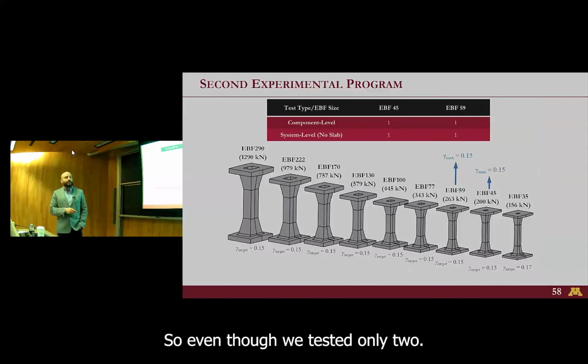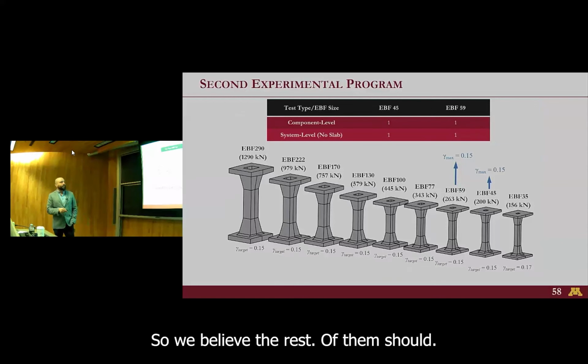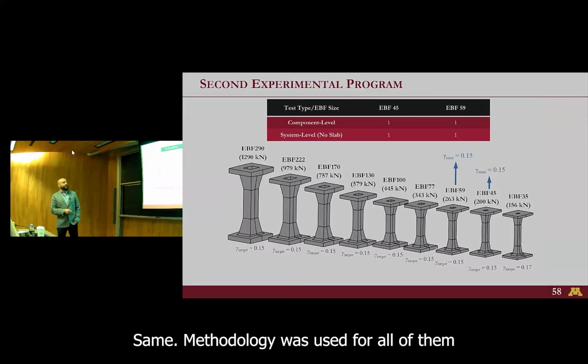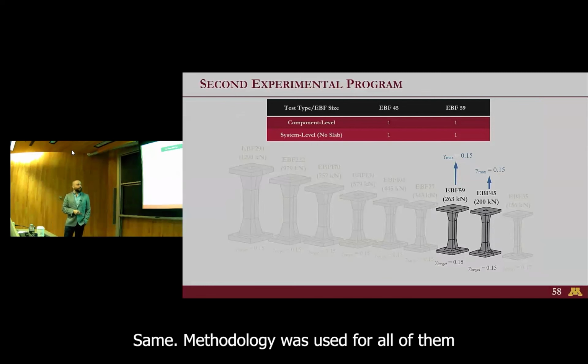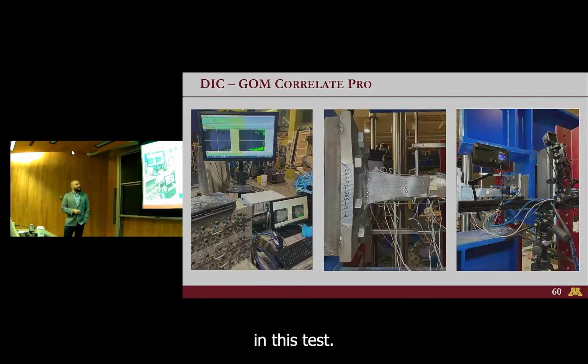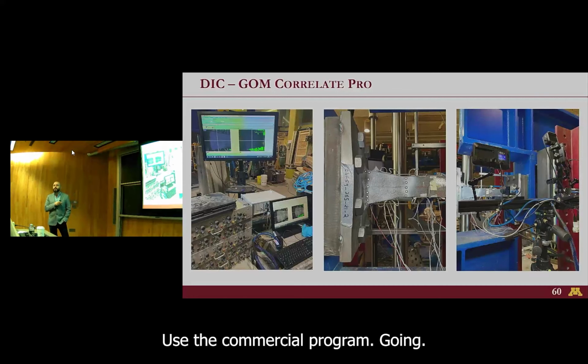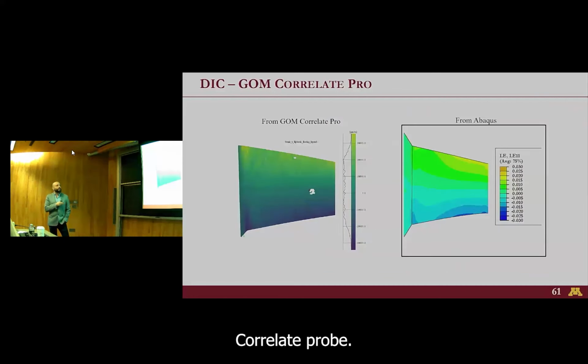So even though we tested only 2, the capacity matched the target. So we believe the rest of them should also match that, because the same methodology was used for all of them. In these tests, I also did DIC, but this time around, I used the commercial program, GOM Correlate Pro.